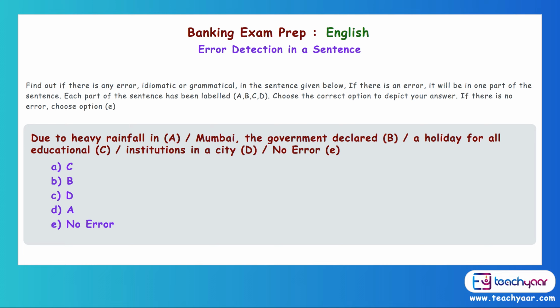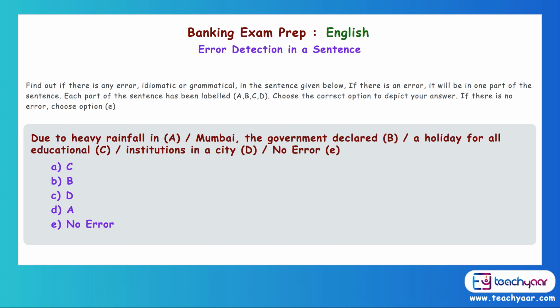A sentence is given which has been divided into 4 parts. You'll find after a few words there is A, then after a few words there is B. So it has been divided into 4 parts. And at the end, it is written no error and we have E option. So you have to read the sentence and identify the error. You don't have to correct the error here, but you should know that there is an error.